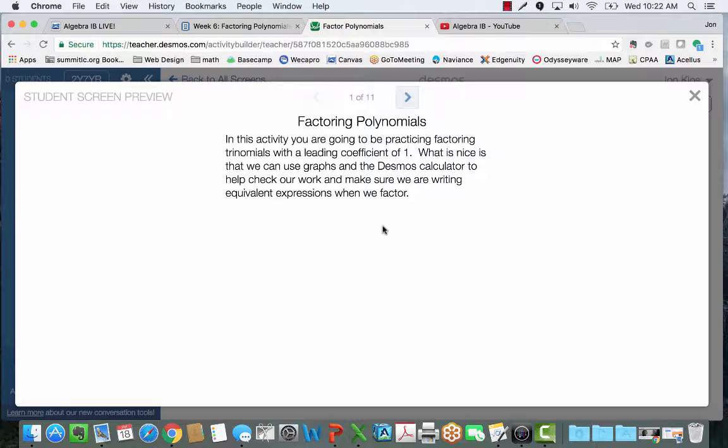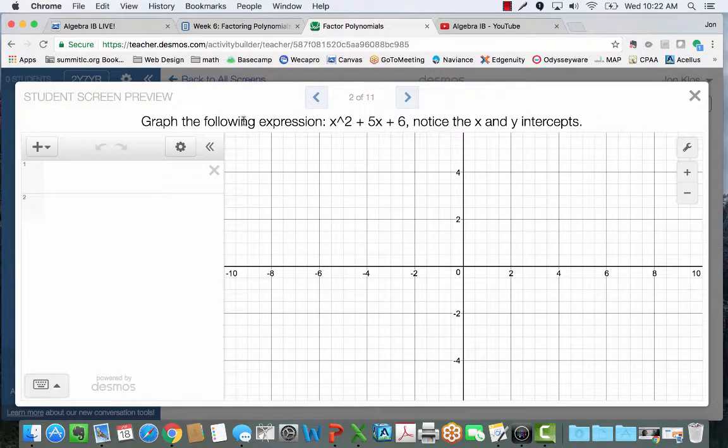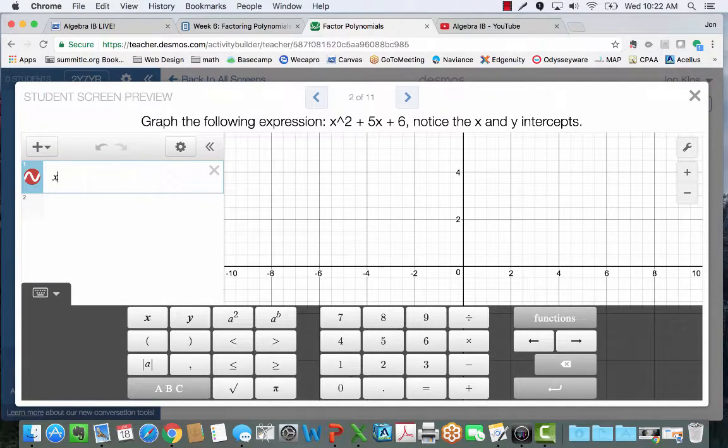If your graphs are the same, then you know you factored correctly. If they're different, then you need to check your work and figure out what you did incorrectly. So let's go through a little bit together here. Graph the following expression, x squared plus 5x plus 6. So I'm going to start off with x squared plus 5x plus 6.